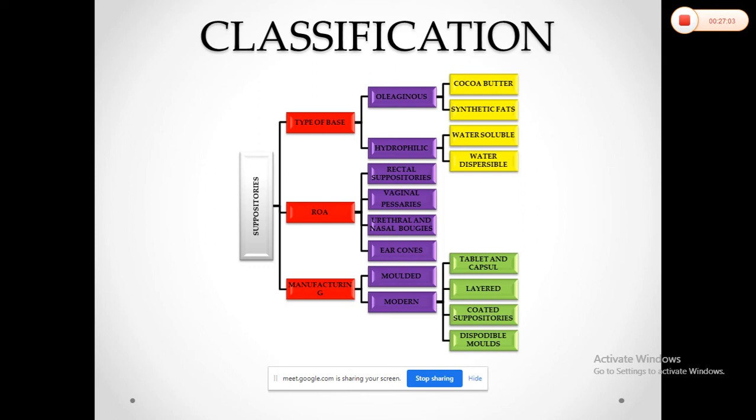Under the molded methods, which are the most common methods used, there is the mold method, the hand rolling method, or the cold compression method. There are three basic methods used for the manufacturing of the suppository dosage form, and we'll discuss all three methods in detail later, how they are used and what different equipment they include.